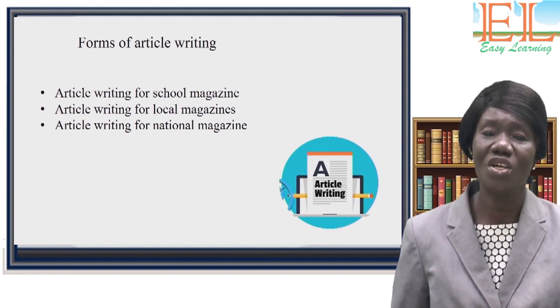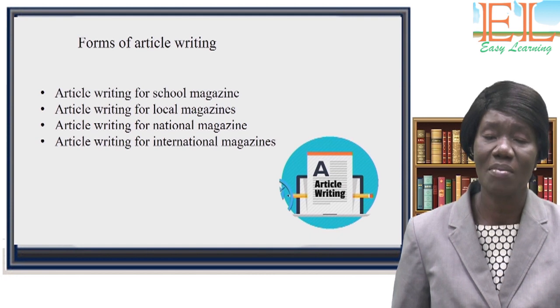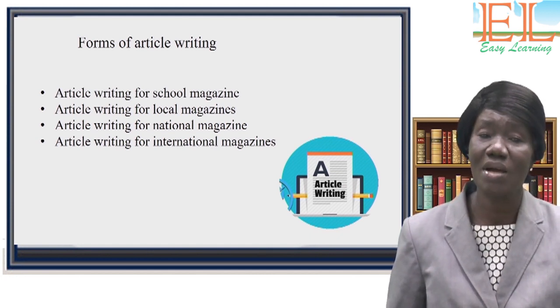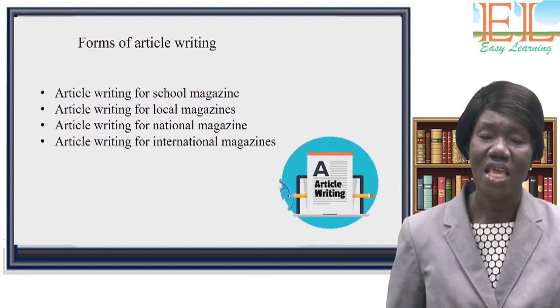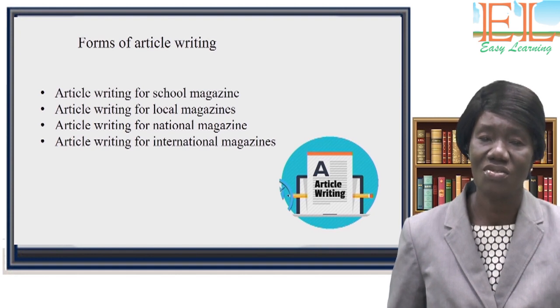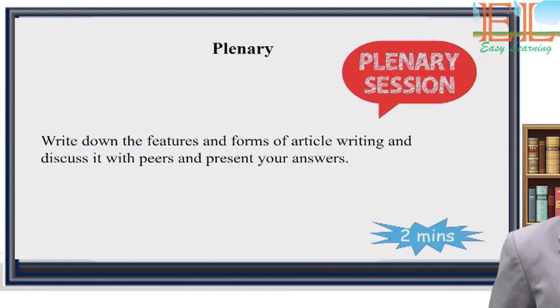Now come to the article for an international magazine. As you are writing for an international magazine, by following the format and doing everything about article writing, when you finish, indicate your name and then also your town and your country, and sometimes the sub-region, depending on the question. Write down the features and the forms of article writing, discuss them with your peers and present your answers.